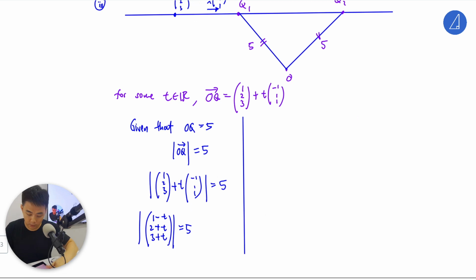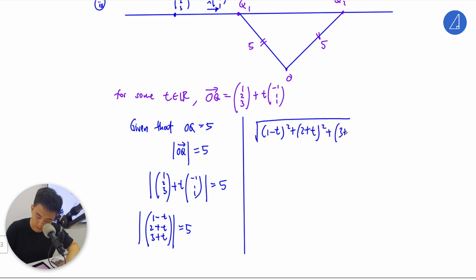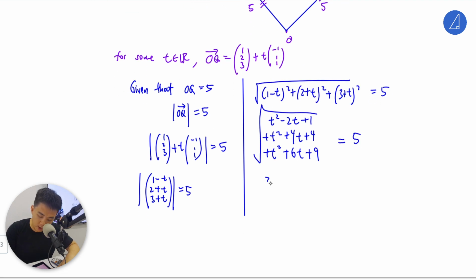Just solve it. Modulus will be square root equals to 5, where both sides are t square minus 2t plus 1 plus t square plus 4t. I will advise you to just arrange like that. So if you see this kind of question, just arrange the t square and the t and the constant together. Maybe I just put the square root out first before I square both sides. This will be 3t square plus 8t plus 14 equals to 5 square.